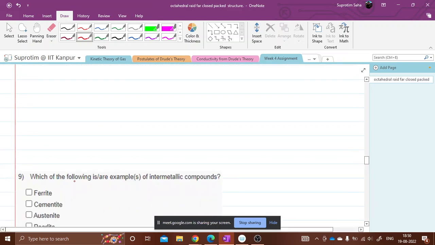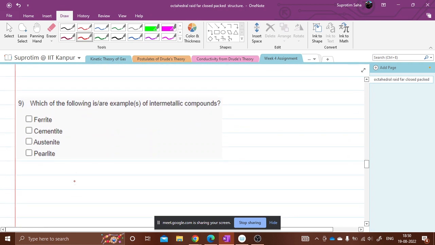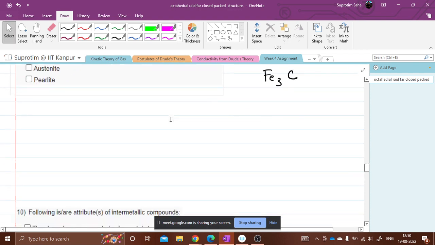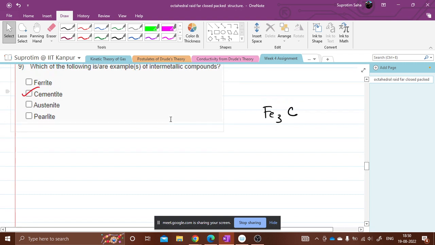Right. It's also simple. The following is our examples of intermetallic compounds. These are directly from the video, so I will not go deeper into it. And the answer is cementite. Here, this is your Fe3C having fixed composition, and these are intermetallic compounds having fixed composition, right? So Fe3C is cementite, and this is basically iron and carbon, and a certain composition of carbon in iron substitution will result in steel formation, right?